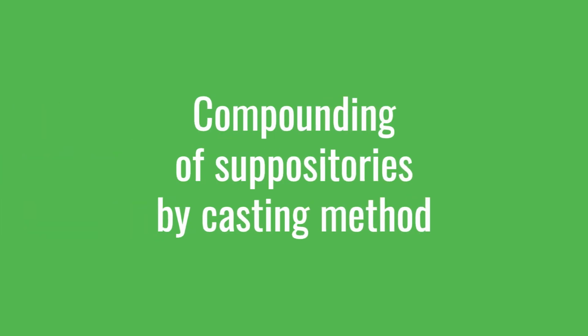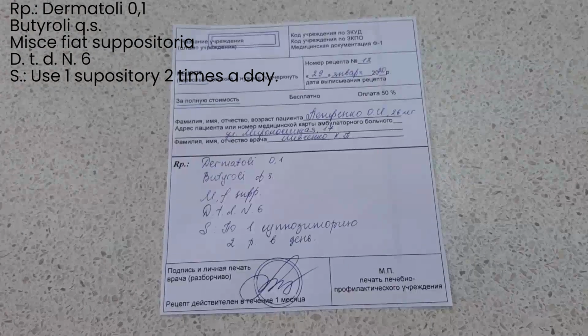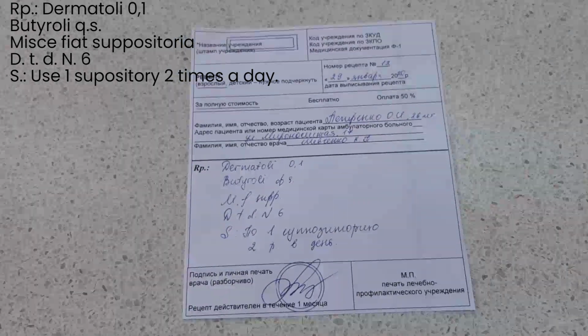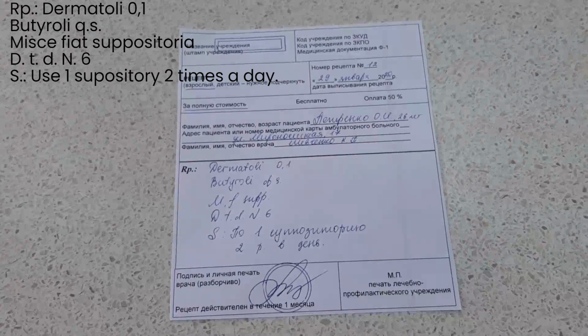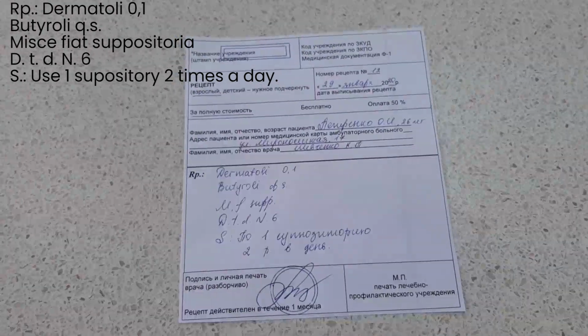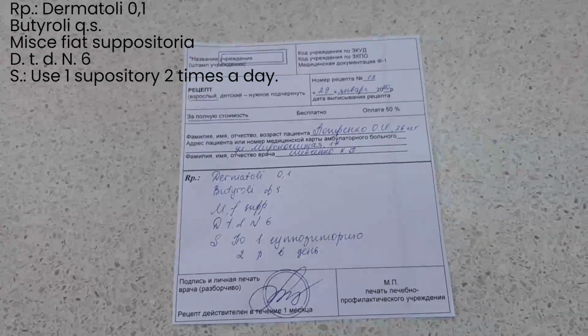The topic of today's lesson is compounding of suppositories by casting method. The pharmacy received a prescription: Recipe: Dermatoli 0.1, Butyroli quantum satis, misceafiat suppositorium. Da tales doses numero 6. Signa: Use one suppository 2 times a day.